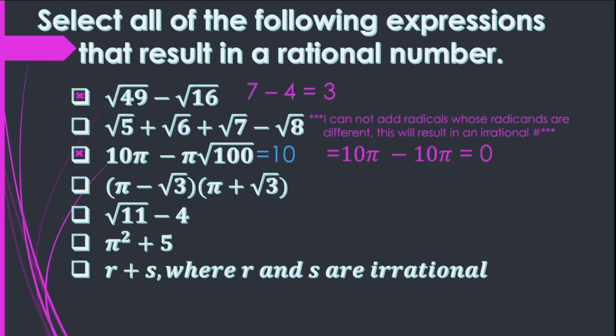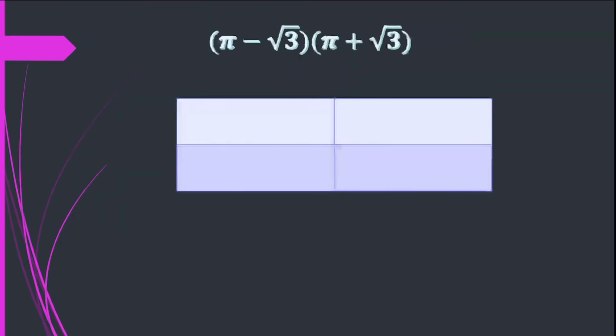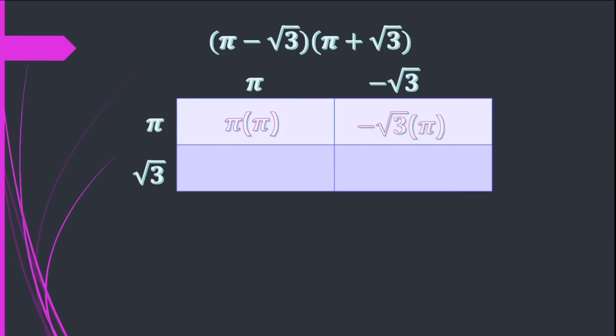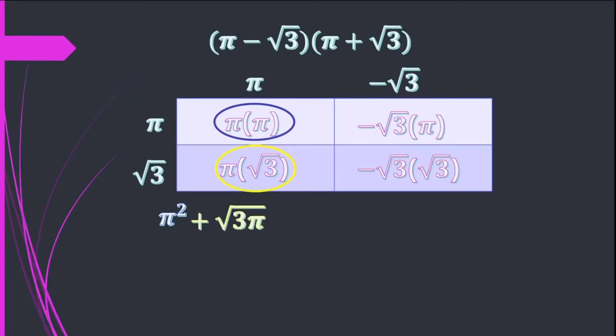Okay, now this one's a little complex. There's a pi there. And yes, I said anything that has a pi in it is irrational. But you're going to have to do the box method because we need to make sure that nothing cancels out. So I'm going to put pi, and then I'm going to put negative square root of 3. Pi, square root of 3. When I start multiplying, remember I'm just multiplying the top and the side. This is what I put in there. When I bring it out, pi times pi is pi squared. Pi times square root of 3, square root of 3 pi.